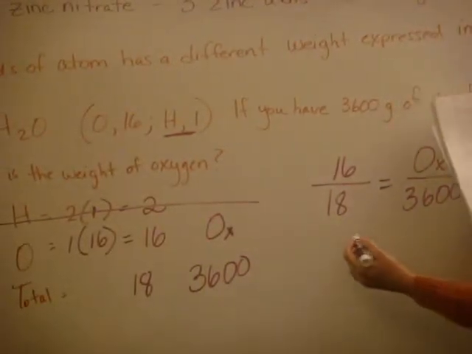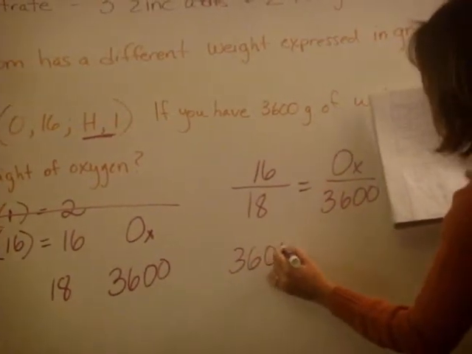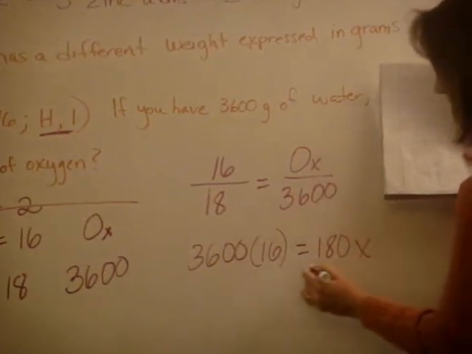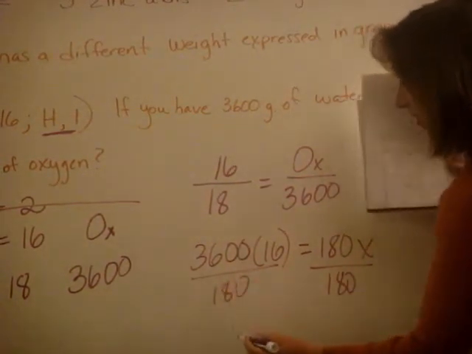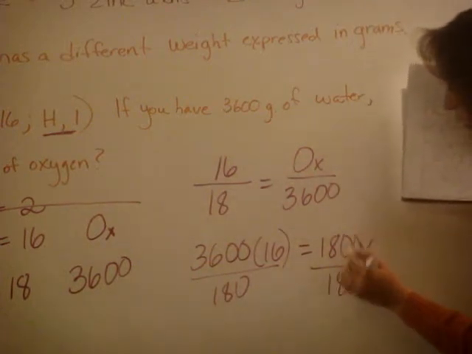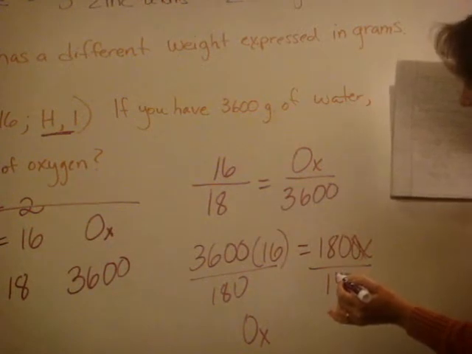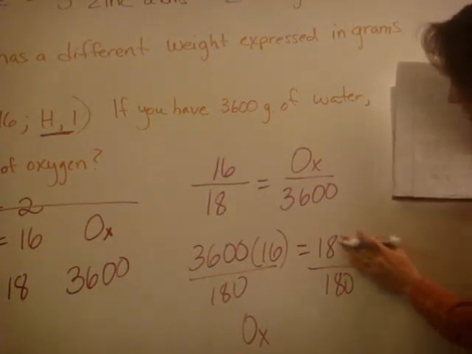and we would get 3,600 times 16 equals 18OX. Divide both sides by 18. And we would get that our oxygen, I lost my O, our oxygen, let me just cross that out, oops, should be OX, looking like a 0.